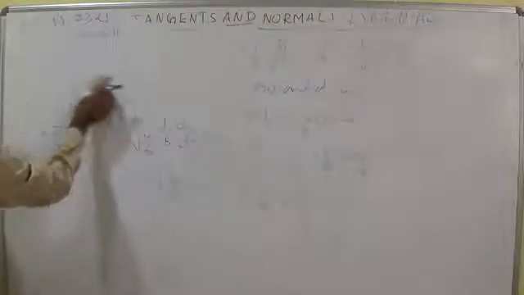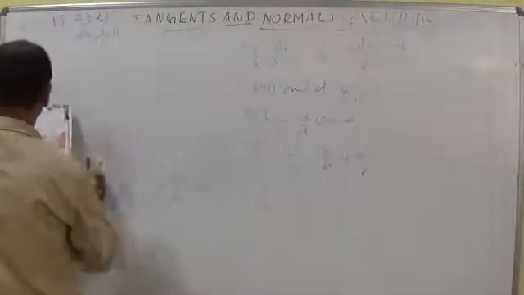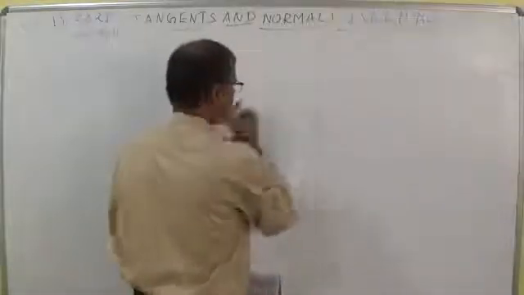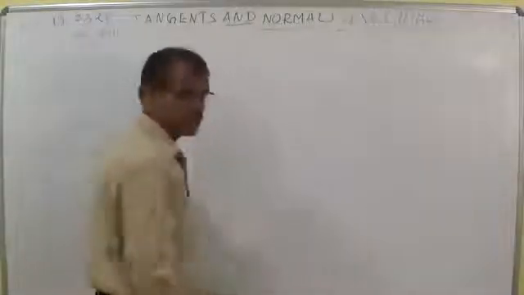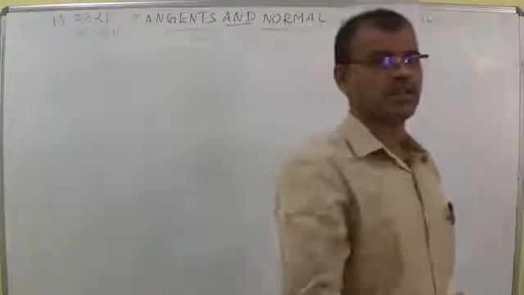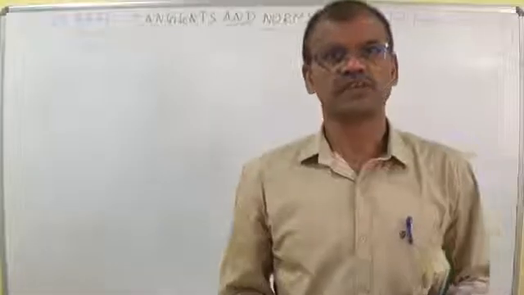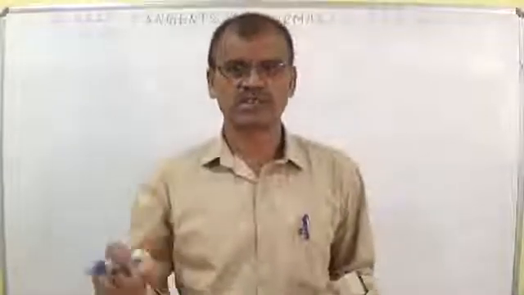23rd question, angle between the curves y square is equal to ax and x square is equal to ay at origin. Read the question. y square is equal to ax and x square is equal to ay. Okay students, let us discuss later.